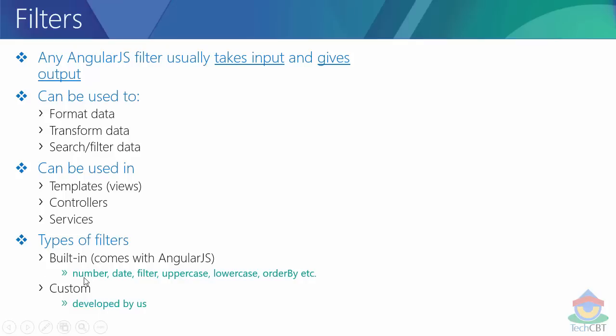For example, the number filter, whenever you'd like to have decimal places or maybe commas and all of that good stuff, you can use number. And date, as I mentioned, whenever you'd like a different format of date to be provided. Whenever you'd like search and filter to be provided in the form of options, you can use filter. You can also have uppercase and lowercase applied to your data automatically by just using either of these two filters. On top of that, you can also sort your data using the orderBy filter. So these are just a couple of what we already have.